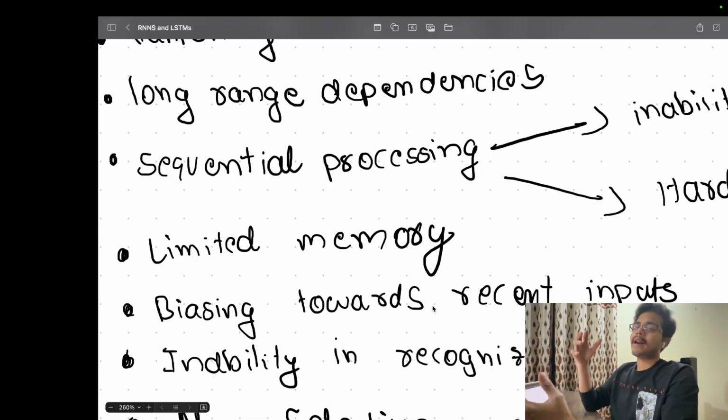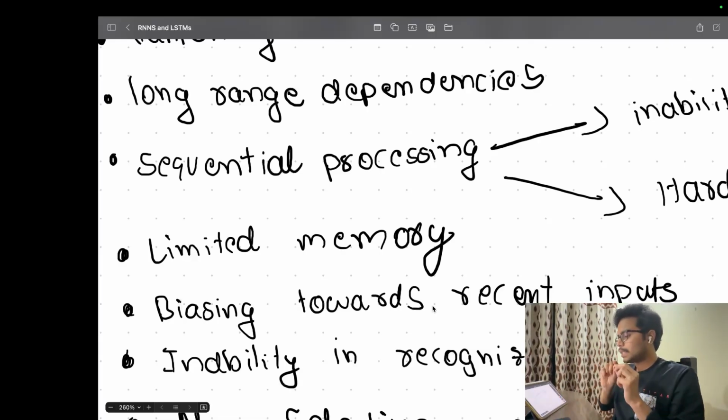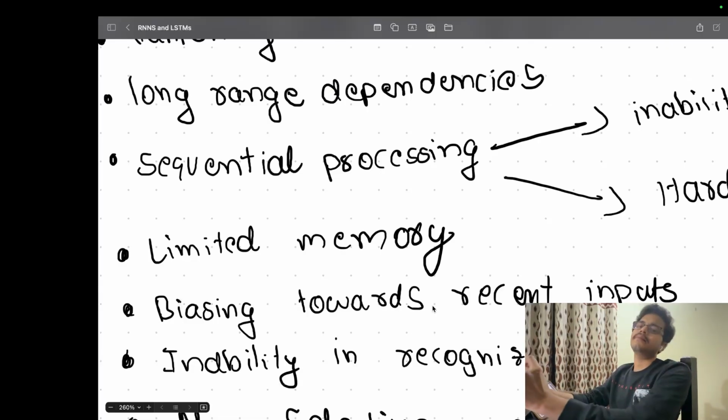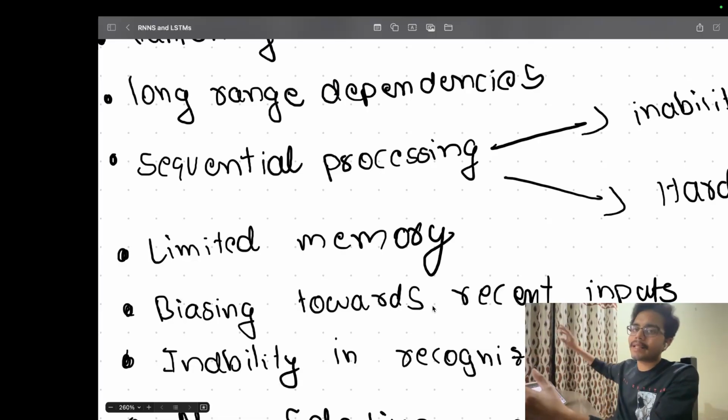Also, an RNN fails to capture long-range dependencies. Because it takes data sequentially, it only looks at the data one at a time. It cannot look at a long-range dependency. Sometimes the first word of a sentence may be contextually important for a word in the next sentence, maybe. An RNN cannot do that effectively.